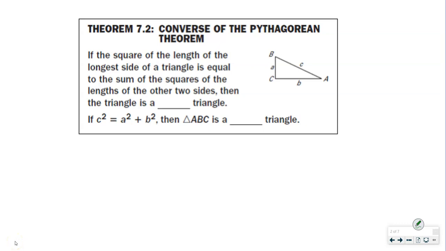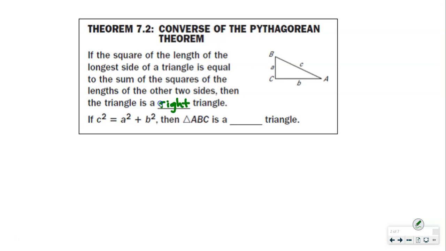All right, the next section, 7.2, using the converse of the Pythagorean theorem. Now remember, the Pythagorean theorem only works with right triangles. So the converse of this is, if the square of the length of the longest side of a triangle is equal to the sum of the squares of the lengths of the other two sides, then the triangle is a right triangle.